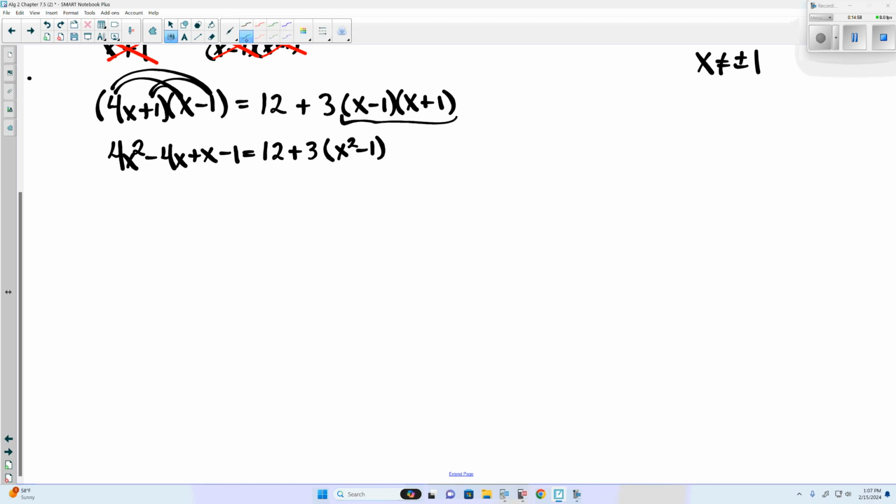Combine like terms. We have 4x squared minus 3x minus 1. 12. So we need to distribute the 3. 3 times x squared is plus 3x squared. And 3 times negative 1 is negative 3. We did, yes.